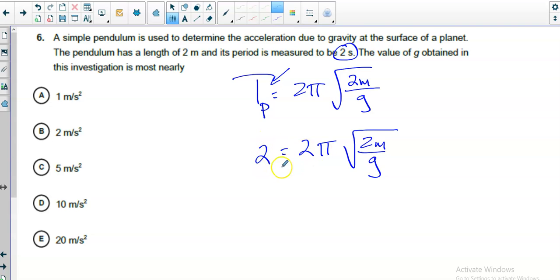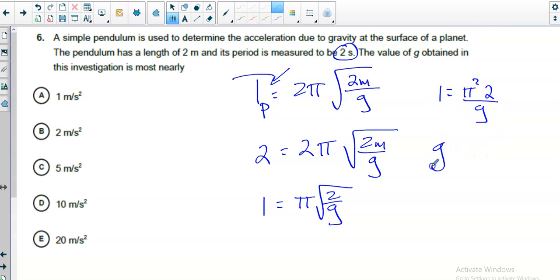Well, first of all, I can divide both sides by 2, so I get 1 equals pi square root of 2 over g. Let's square both sides. So 1 equals pi squared times 2 over g. And now we're solving for g, so we'll multiply both sides by g. g is pi squared times 2, 2 pi squared. All right, so we'll punch that out real quick.